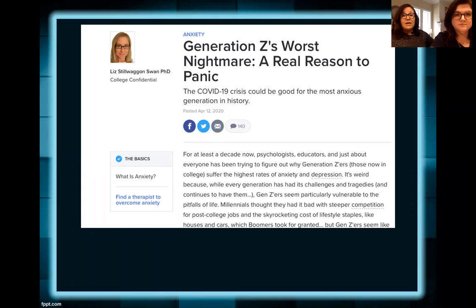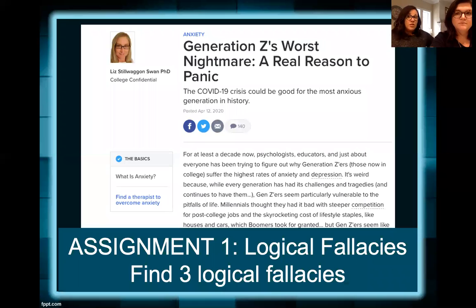So you're going to read the text, and your goal is to find three logical fallacies. You'll talk about what the fallacies are. So you'll pull quotes from the article, you'll talk about what fallacies they represent, and then you'll talk about how the quote represents that fallacy.